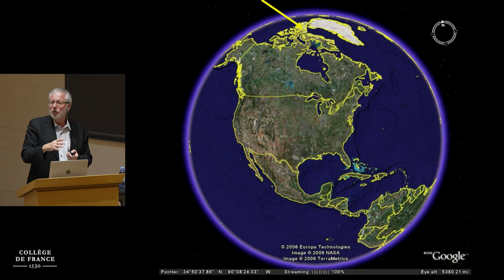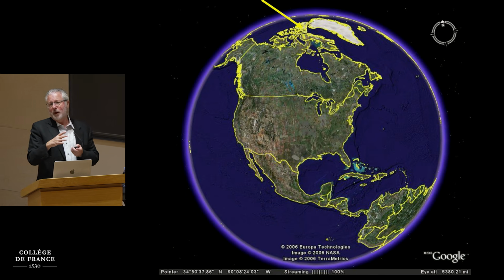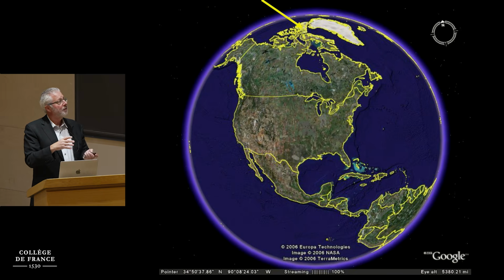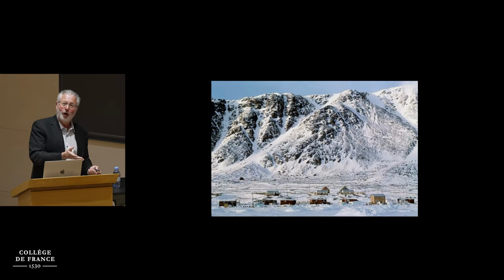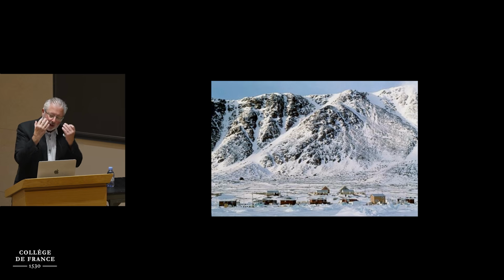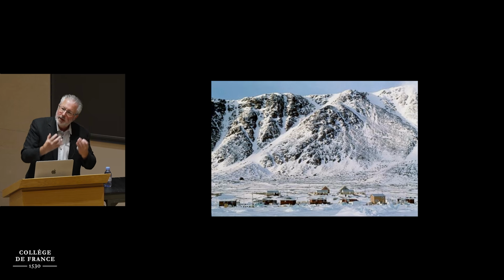It's called Grise Fiord, Canada. It has 150 Inuit and some others. It's about 250, 300 miles from our fossil sites. And this is a picture of that town in spring. So we're very, very far, very remote. So we have to think about how to do science in this remote location.